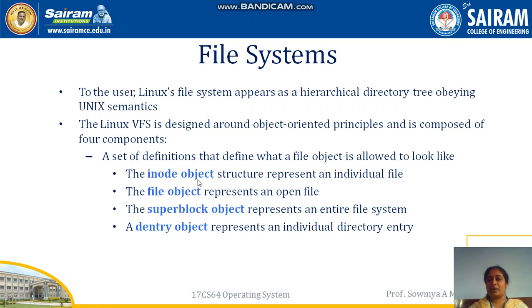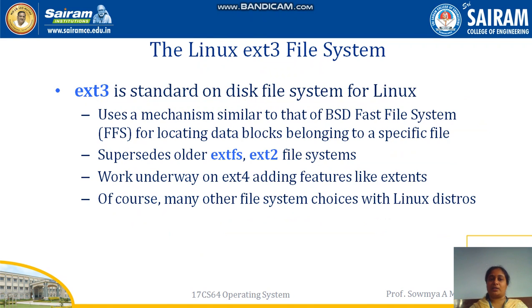So inode objects will have the structure of all the individual files. The inode object will have the name list of all the files, like names of all the files as well as pointers for all the files. The file object will have pointers and names of files which are open. The superblock will have the entire file system representation. D-entry objects will have individual directory entries and their pointers.